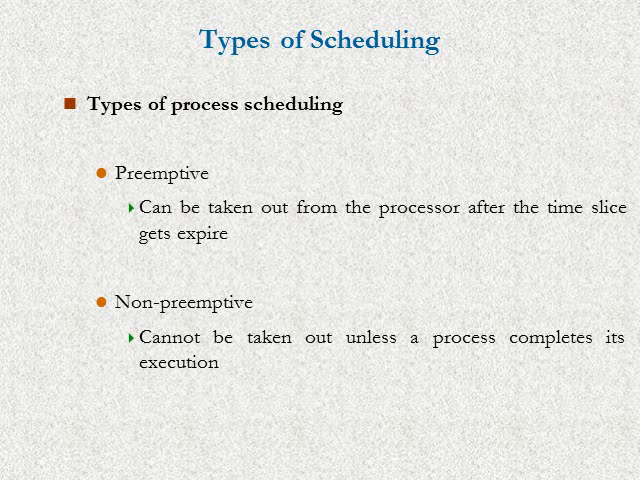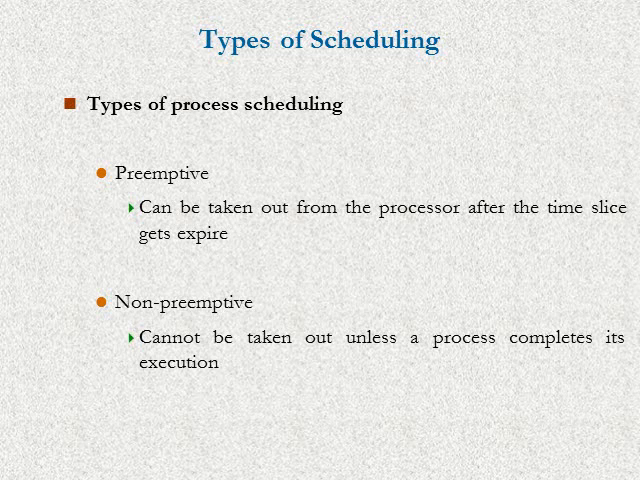Along with different types of schedulers and processes, there are also different types of process scheduling. There are two types: preemptive process scheduling and non-preemptive process scheduling. In the preemptive type, once the time slice of the processor expires, whatever process is running is taken out by the scheduler and returned to the ready queue, where it waits along with other processes for the scheduler to pick a process one more time and pass it on to the processor. In this type, it is not necessary for a process to complete its execution; we depend more on the expiry of the time slice.